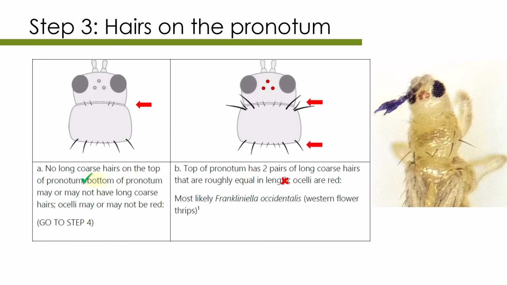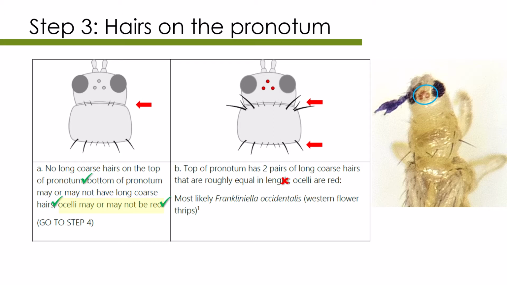The next statement is that the bottom of the pronotum may or may not have long coarse hairs. Our specimen does have long coarse hairs on the bottom of the pronotum, but this statement is telling us that even if we don't see these, that's okay too. Lastly, option A says that the ocelli may or may not be red. Again, our specimen does have red ocelli, but again, the statement is telling us that this option can still be correct even if they weren't red.